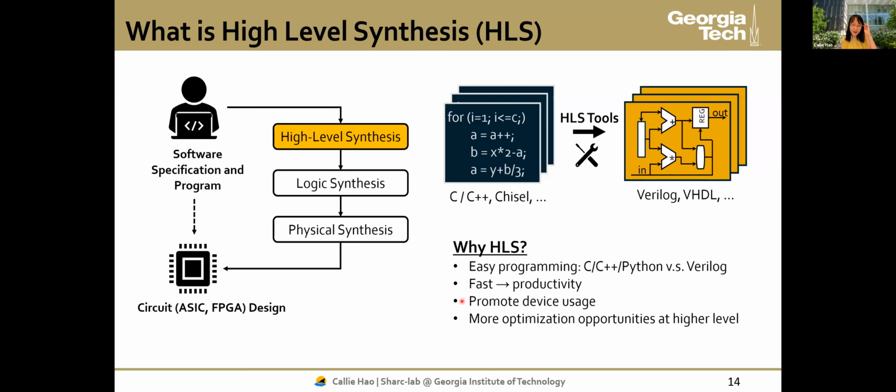For example, if you can program the FPGA using high-level synthesis, it's much easier than using Verilog. So more people will be more willing to use FPGAs. And of course, the most important one is that using high-level synthesis can reveal more optimization opportunities at a higher level. So when you're doing optimization, the higher level it is, the more optimization opportunities you have and the more impact it has. So high-level synthesis is very useful. It promotes productivity and resource and device usage, and also provides more optimization opportunities. So that is why we're still interested in this high-level synthesis topic.